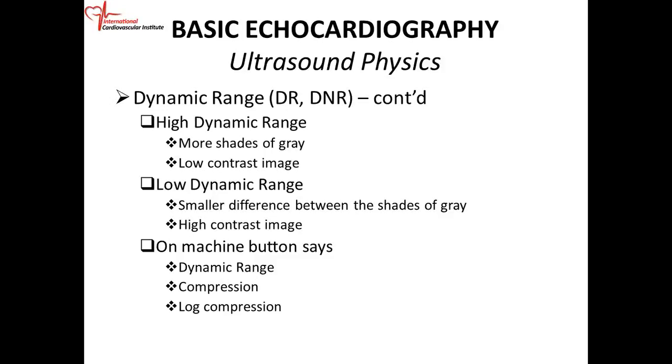You're going to see DNR or DR, which means dynamic range. You're also going to see something say MI or TI. That's what we're going to discuss at the end of the lecture. MI is mechanical index, TI or TIS is thermal index. They like to test you to make sure you know the settings on the machine and what they stand for.